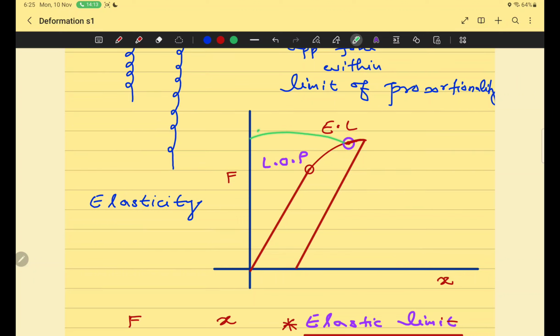Sir, elastic limit is the maximum force up to which the graph of increasing load and the graph of decreasing load is same. This maximum force is called elastic limit. Simra, what is elastic limit?